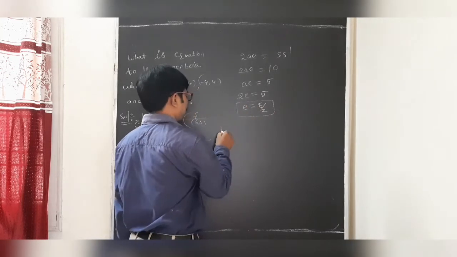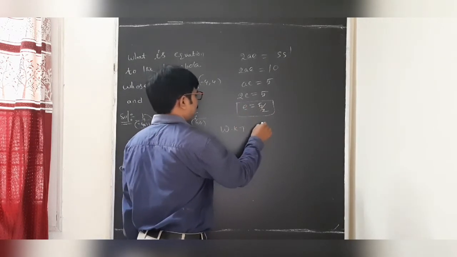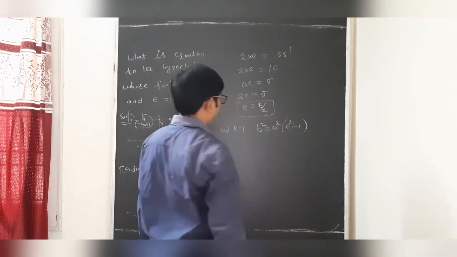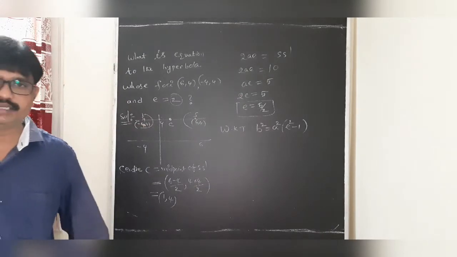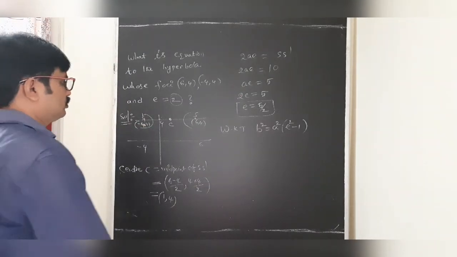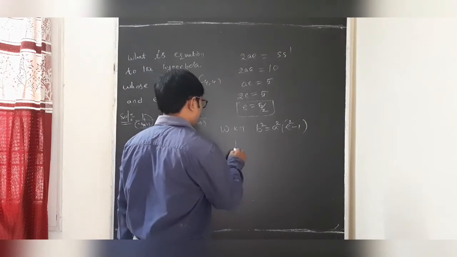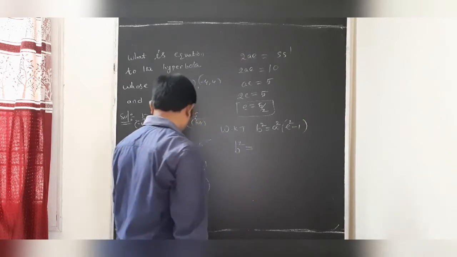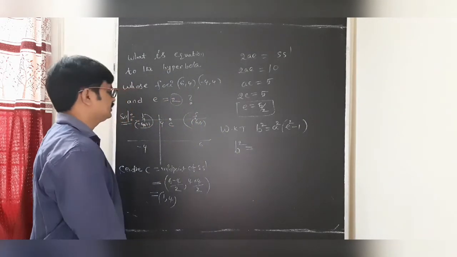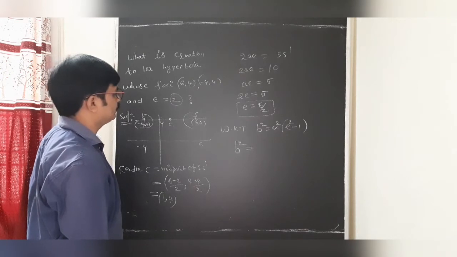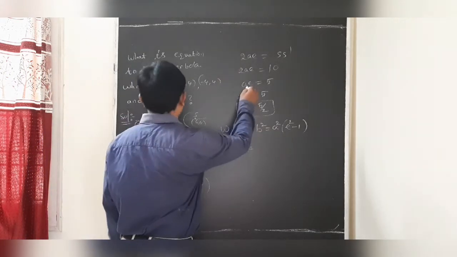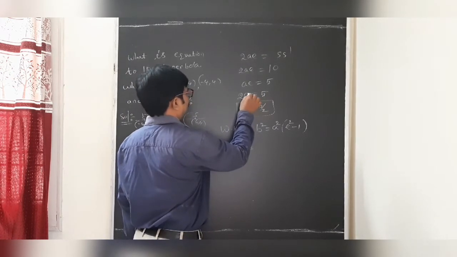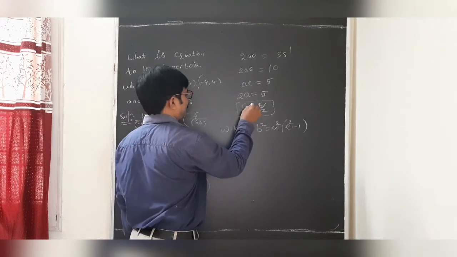My dear students, we know that B square is equal to A square into (E square minus 1). So B square can be written as A square into (E square minus 1). Here E is given as 2, therefore A into E is 2A. Therefore, A is 5 by 2.